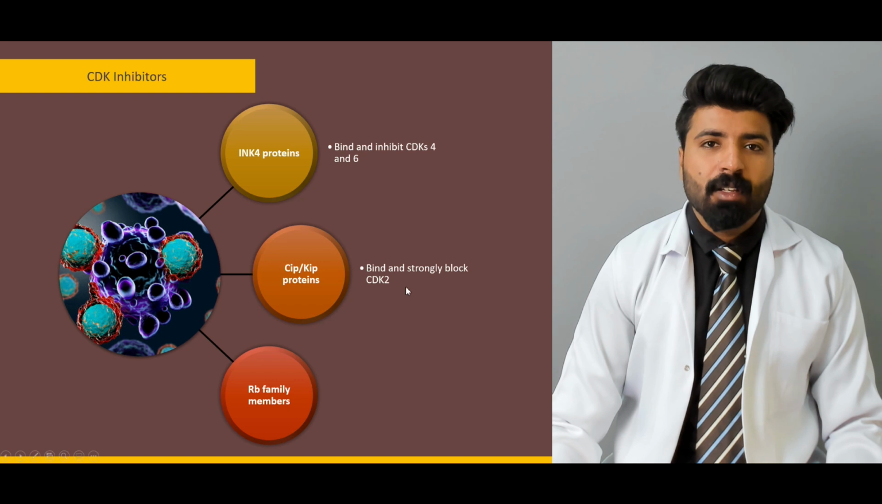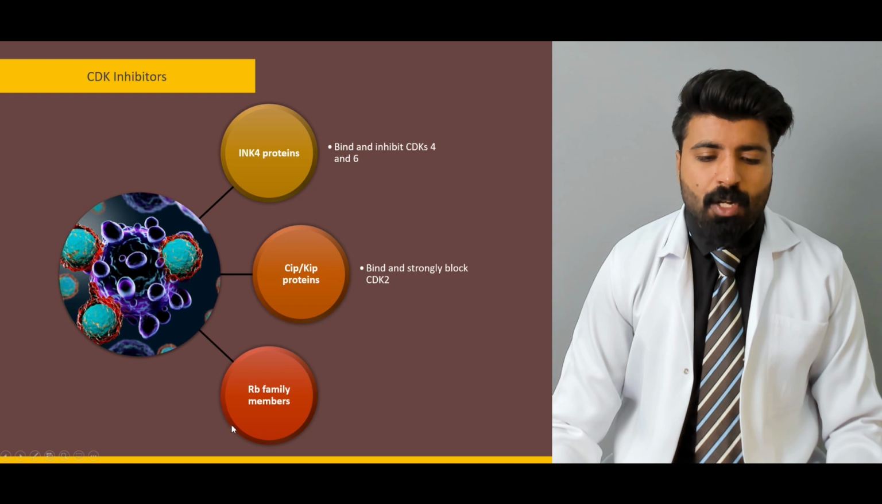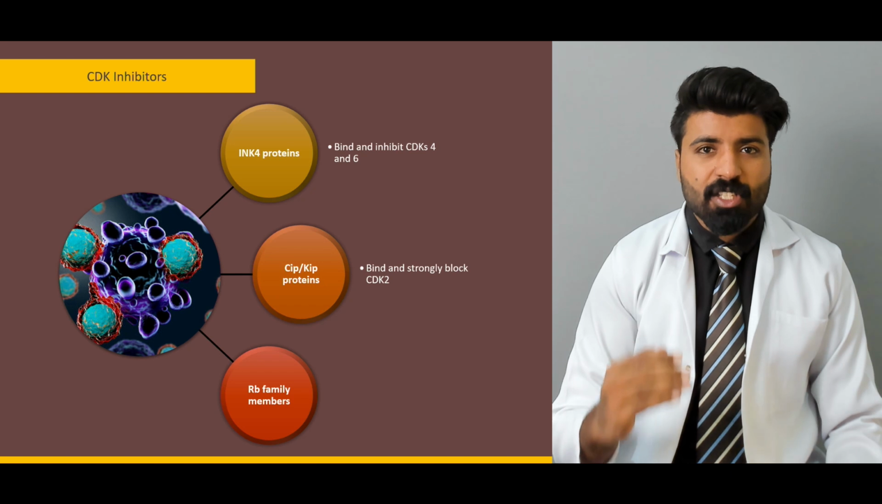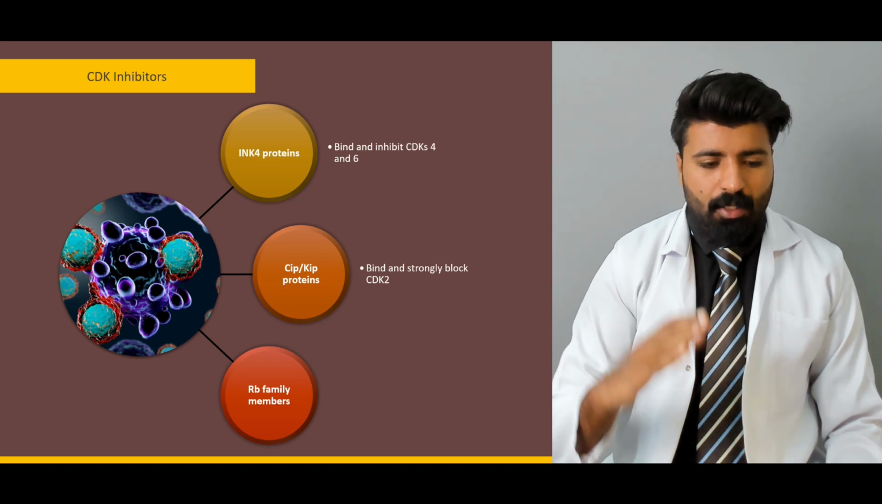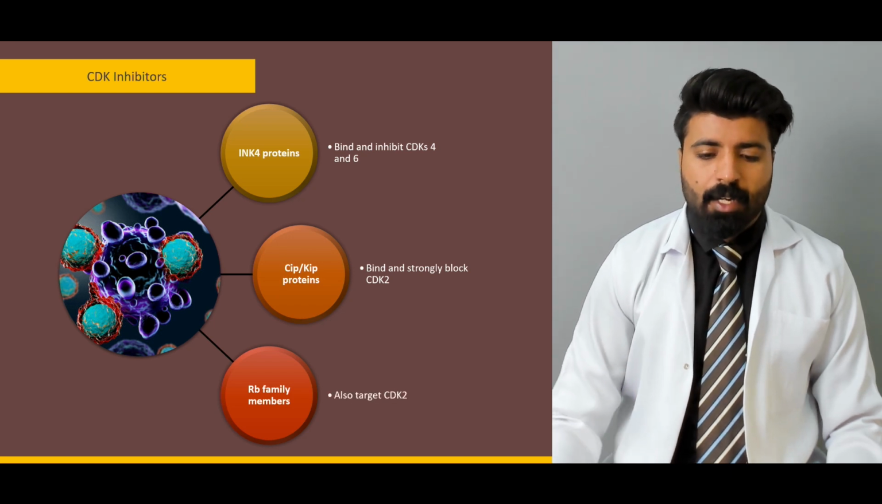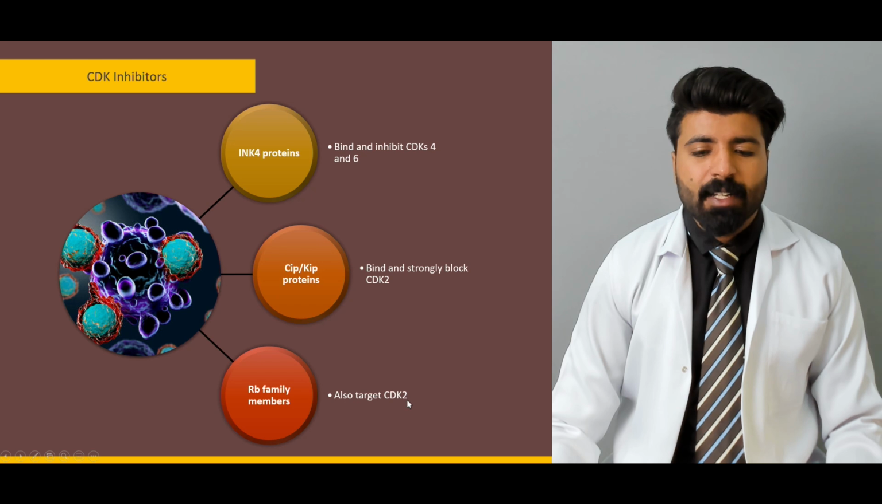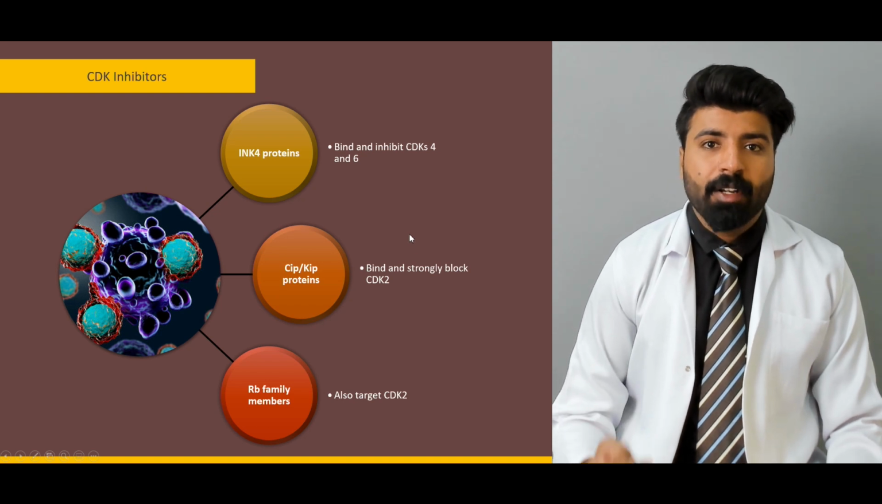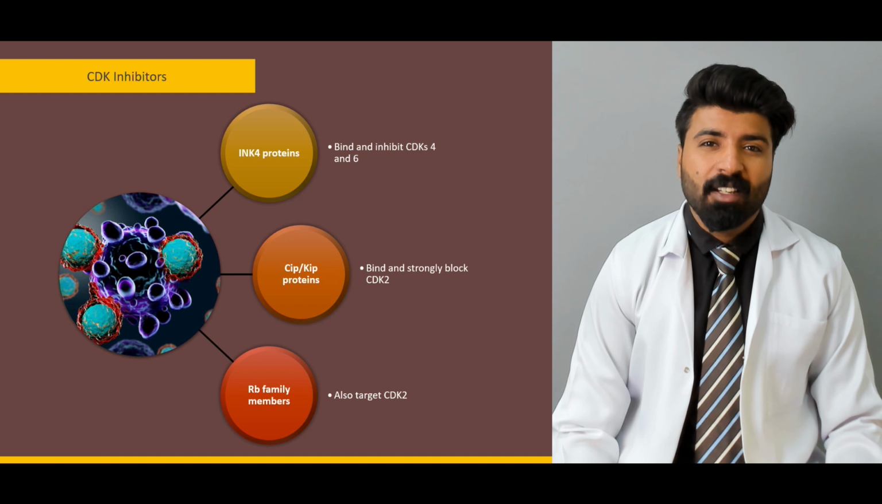Next, we have RB family members, retinoblastoma family members. This is the most important one of the negative regulators. Where is it acting? Exactly at G1, at the resting stage of G1, so that the DNA synthesis won't continue. It also targets cyclin-dependent kinases. All of these CDK inhibitors are going to target either 2, 4, or 6, which are important for cyclin D and cyclin E.